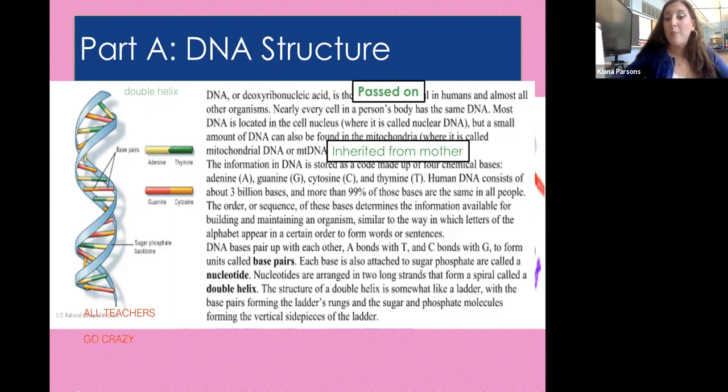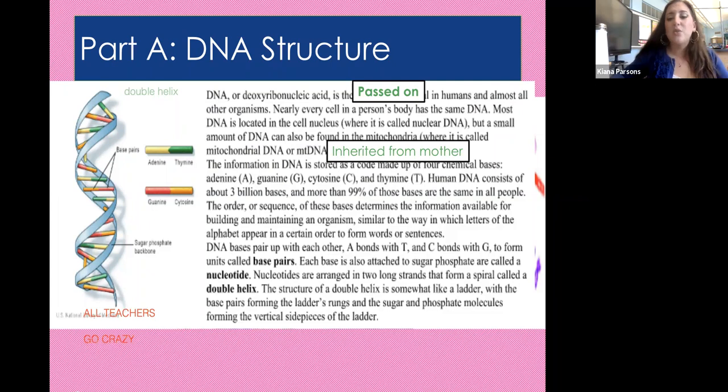DNA bases pair up with each other. A bonds with T and C bonds with G, right? All teachers go crazy. A is always with T, G is always with C. And we'll do a little practice with that at the bottom to form these units called base pairs. Each base is also attached to a sugar phosphate, which then makes the molecule a nucleotide.